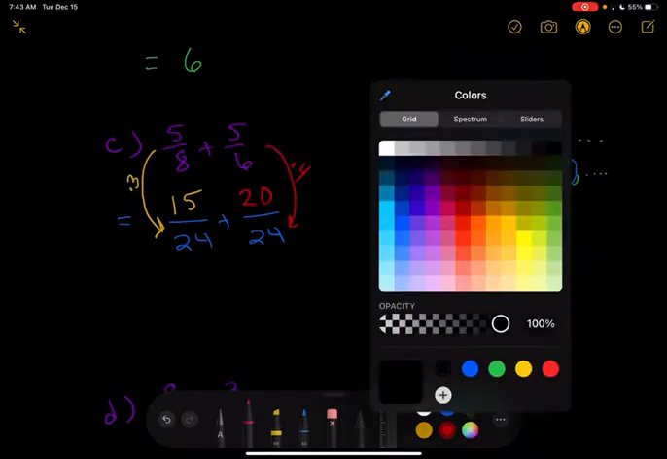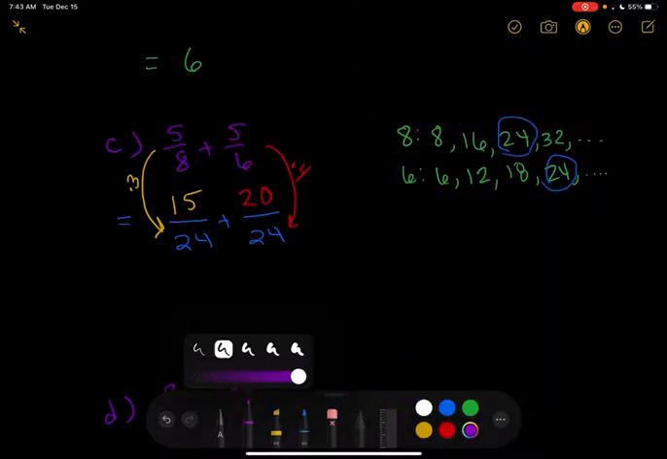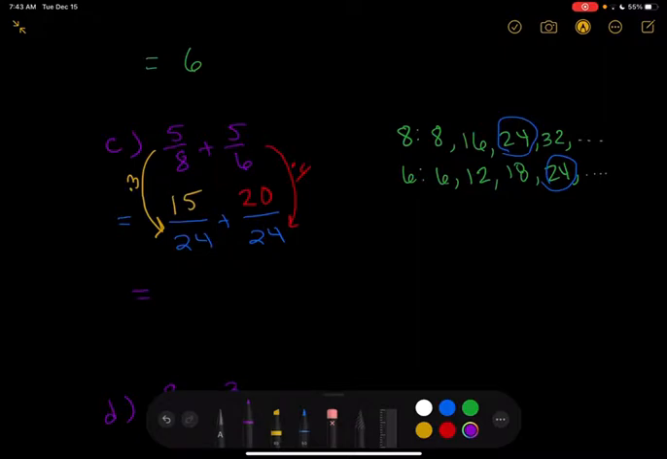Now that I have common denominators, I can finally just add across the top, which is 15 plus 20. So I'll go ahead and write in 35 over that common denominator of 24. At first it feels like you can simplify it, but once you play around with it a little bit, you realize that it's reduced. You can't simplify it anymore, so leave it just like that.